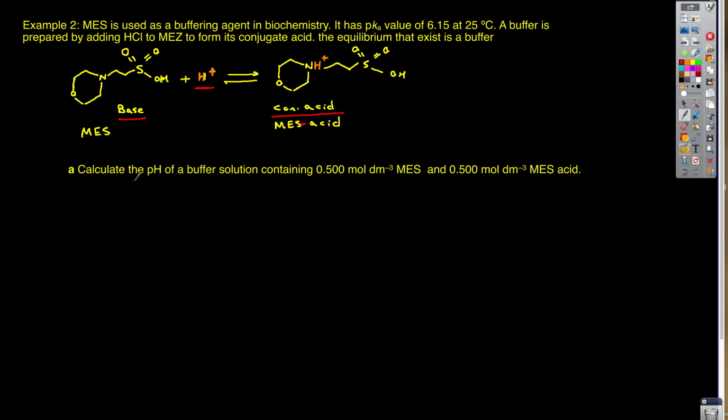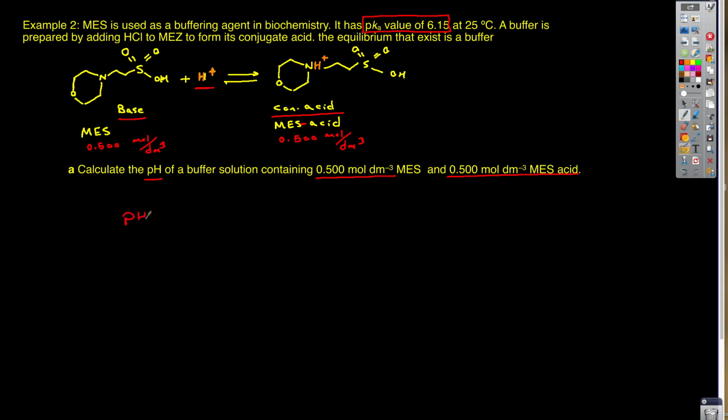Now the question, for example, is calculate pH of this buffer containing 0.5 mole per decimeter cube, unit of your concentration, of MES. And also you have the same concentration of MES acid, so this is also 0.5 mole per decimeter cube. And pKa of this MES is given to be 6.15 at 25 degrees Celsius. So one of our assumptions for using this equation is the buffer is at room temperature, 25.